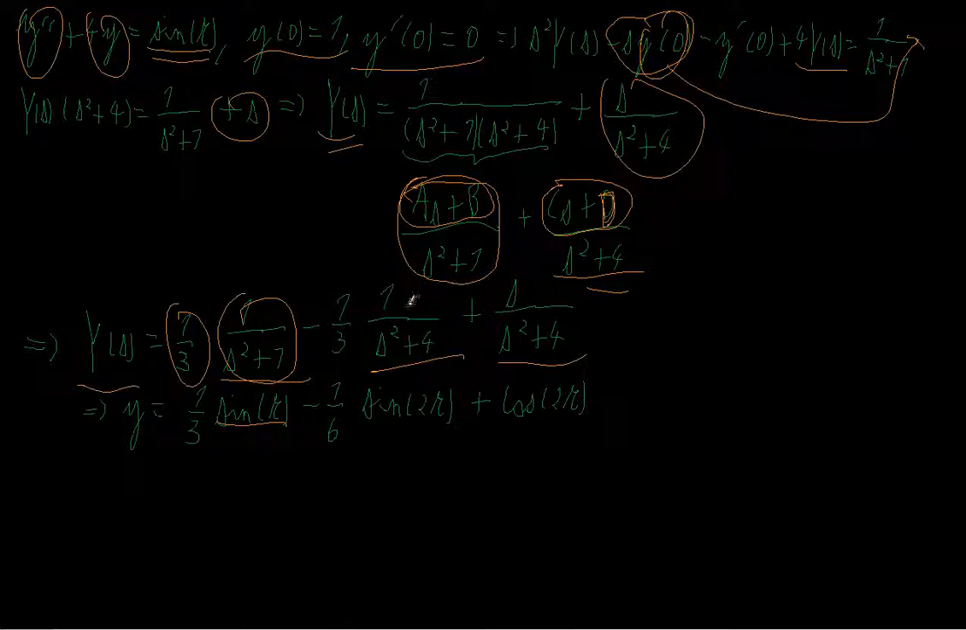And here we can multiply by 2 in the top and bottom. And so here we have a 2, and this 2 goes with this 1 over 3, so we have 1 over 6. And in the denominator we have a 4, which we can write as 2 squared. And so the inverse Laplace transform of that is simply sine of 2t. And here, the inverse Laplace transform of s over s squared plus 4 is simply cosine of 2t.